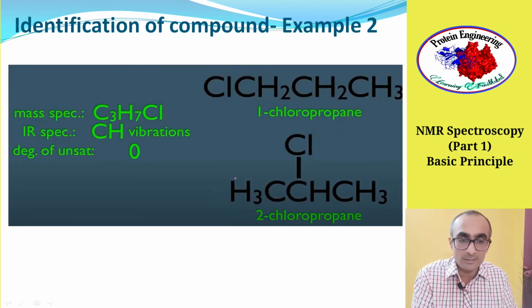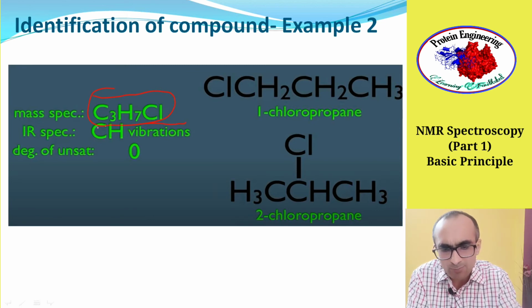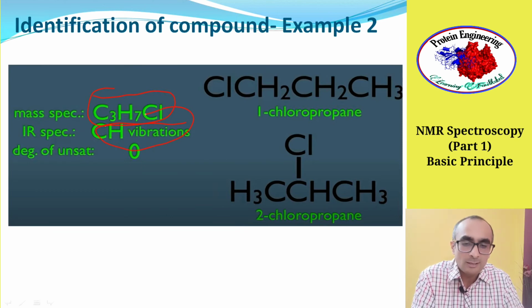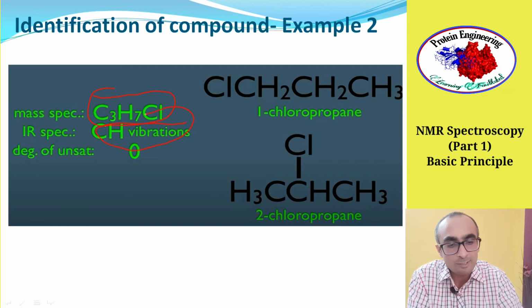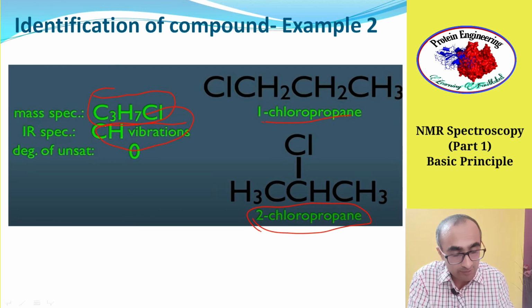Now look at another example. You have a compound called C3H7Cl. It has CH vibration, many CH bonds, there is no double bond, and we need to know what compound this is. It could be either 1-chloropropane or 2-chloropropane. By NMR spectroscopy, we can precisely find out which isomer it is.